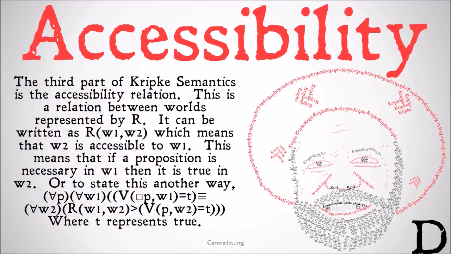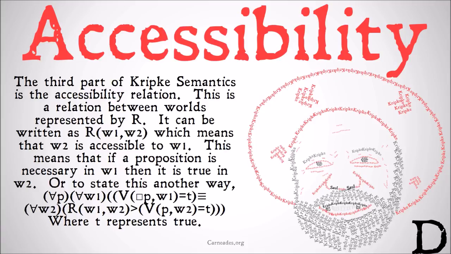This means that if a proposition is necessary in world 1, then it must be true in world 2. Or to state this another way and define this relation, for all propositions P and all worlds 1, the valuation of it's necessary that P in world 1 is true if and only if for all worlds 2, such that world 2 is accessible to world 1, the valuation of P in world 2 equals T, where T represents true in that statement.